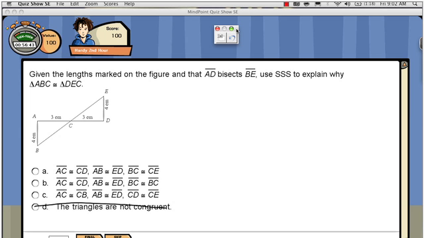So if this was a proof, a key here would be that AD bisects BE. If AD bisects BE, what do we know about those two things?